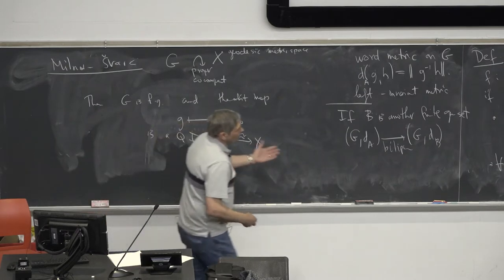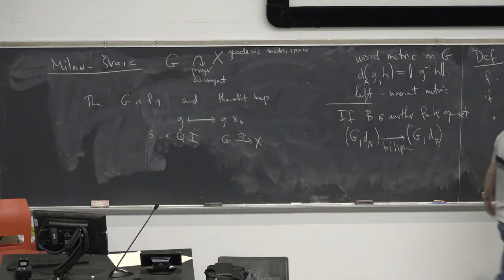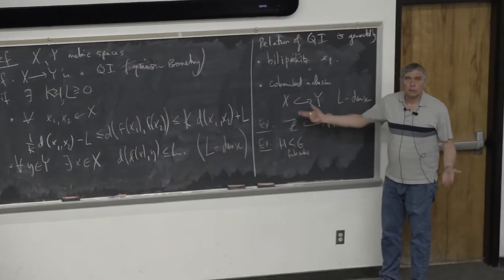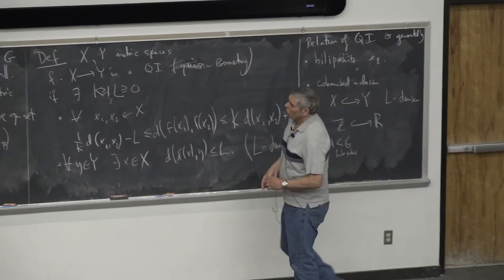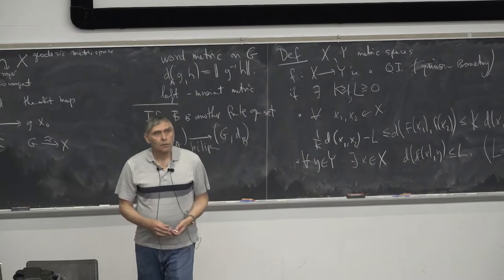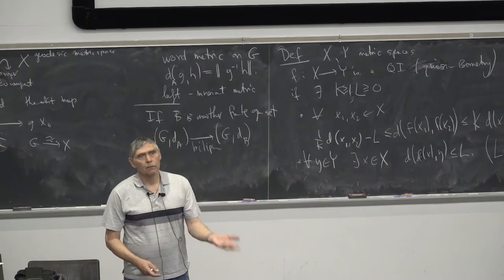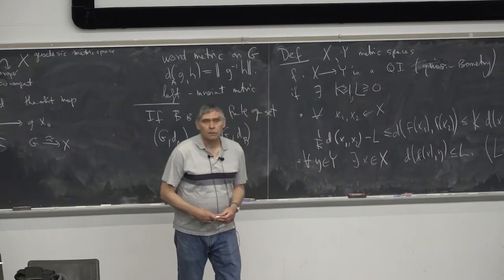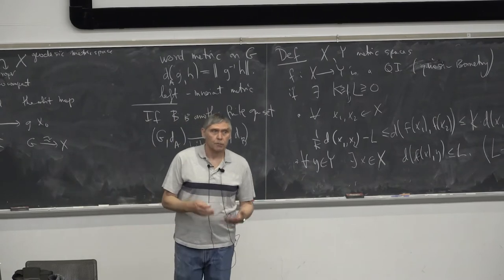So an example of this is, Z is acting on R in this fashion here. So Z and R are quasi-isometric to each other. Or if you have a co-compact lattice in some semi-simple Lie group, then it's going to act in this fashion on the symmetric space. And so this lattice is quasi-isometric to the symmetric space.